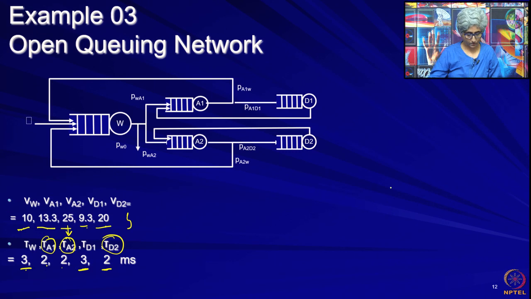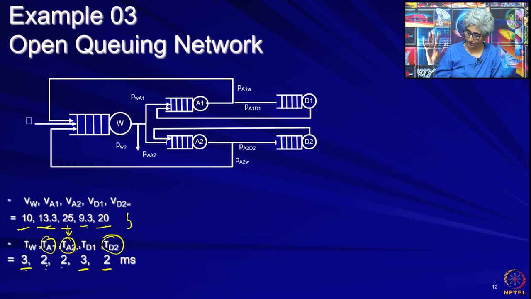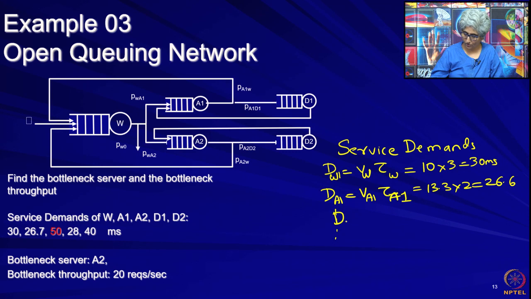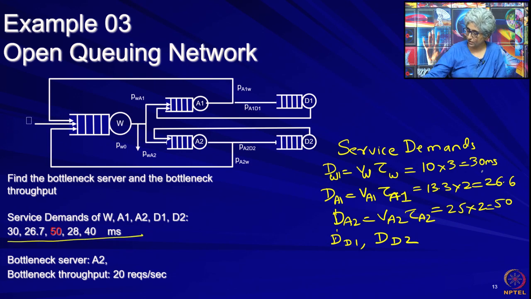Similarly, VA1 is 13.3 and tau A1 is 2. So here we have 13.3 multiplied by 2, that is 26.6. Let us do one more, and then that is just what is shown here. So V A2 is 25 and tau A2 is 2. So D A2 is equal to V A2 tau A2. This is 25 multiplied by 2, this is 50. So similarly, D1 and D2 are also calculated, and these are the service demands we get, 26.7 actually, because this was 13.33. So 26.7, 50, 28 and 40.